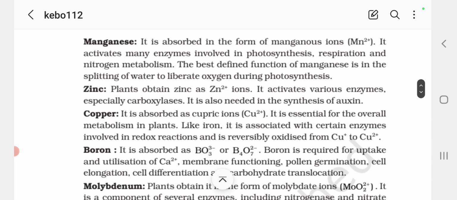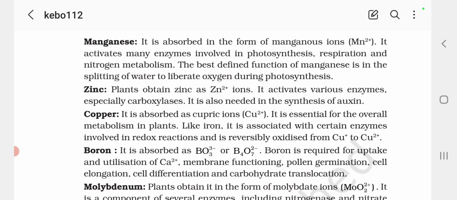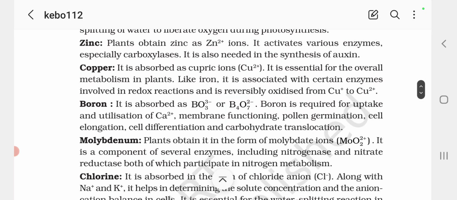Manganese. It is absorbed in the form of manganese ions. It activates many enzymes involved in photosynthesis, respiration, and nitrogen metabolism. The best defined function of manganese is in the splitting of water to liberate oxygen during photosynthesis. Zinc. Plants obtain zinc as zinc ions. It activates various enzymes, especially carboxylases. It is also needed in the synthesis of auxin.